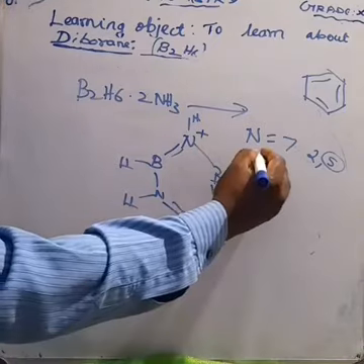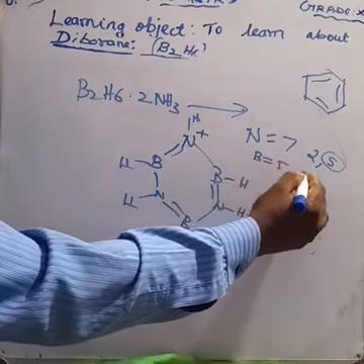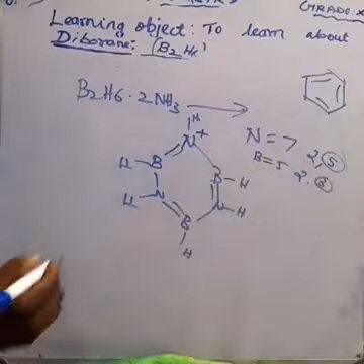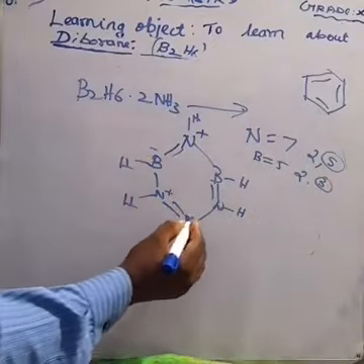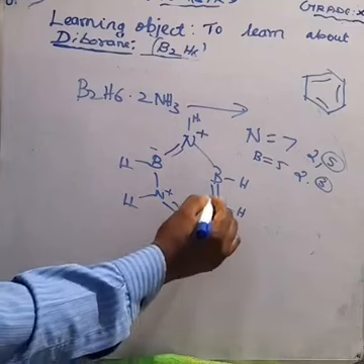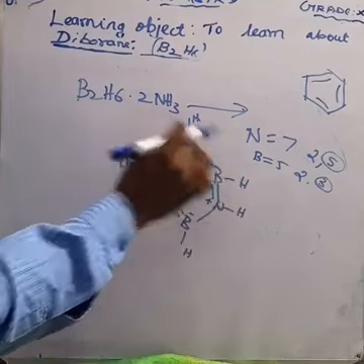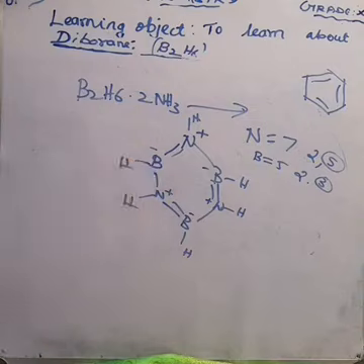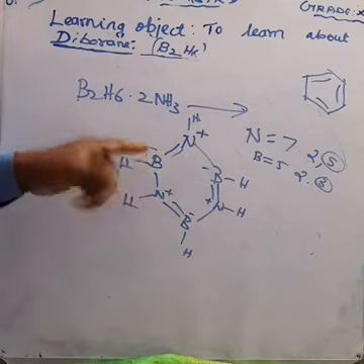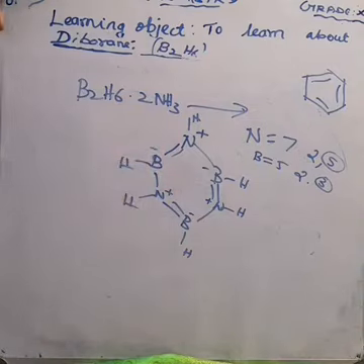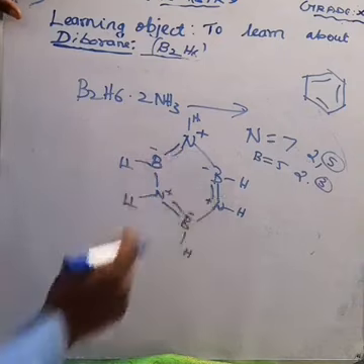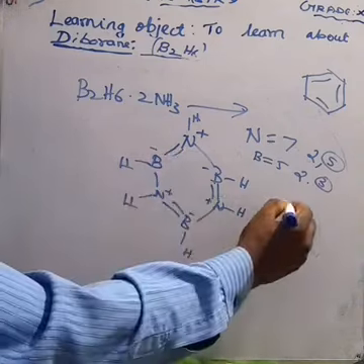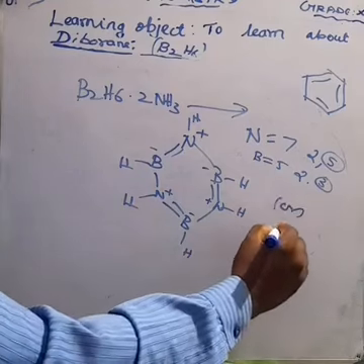Boron: what is the atomic number of boron? It is 5. First shell 2, second shell 3. Only 3, but here having 4, so make it minus. Nitrogen gives plus, boron gives minus, because nitrogen has a shortage of electrons and boron has an excess of electrons. Shortage means plus, excess means minus. Am I right? So nitrogen plus, boron minus, nitrogen plus, boron minus. Otherwise we can draw it like that.